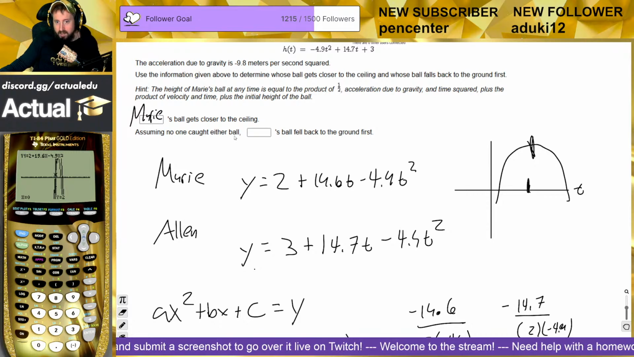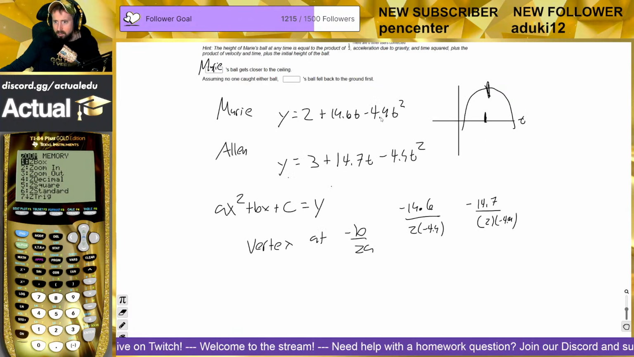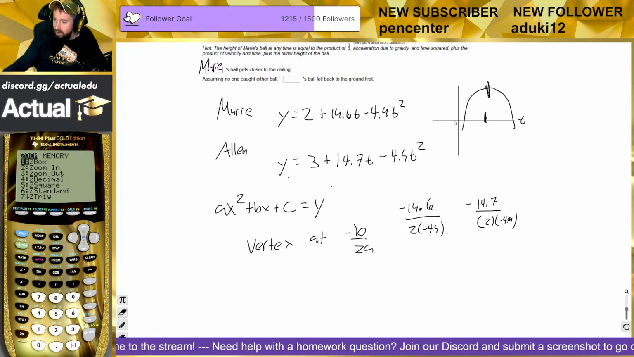Okay, assume no one caught either ball. Whose ball hit the ground first? Okay, this is kind of cool. So to do that, you want to find the x-intercepts, right?